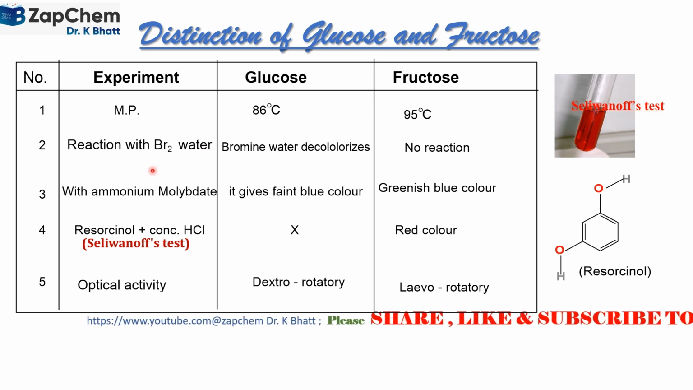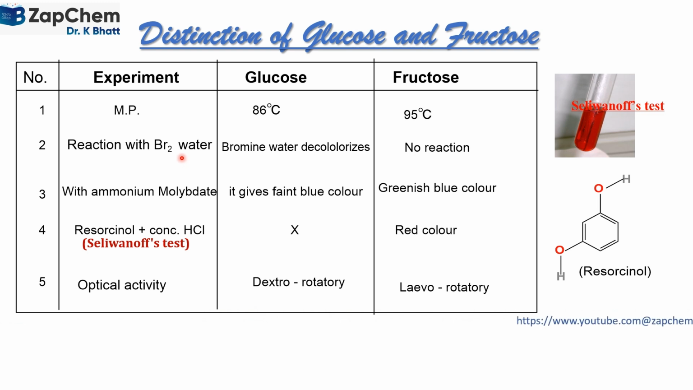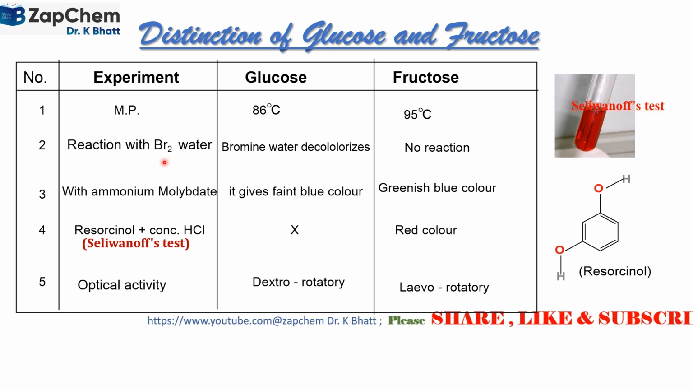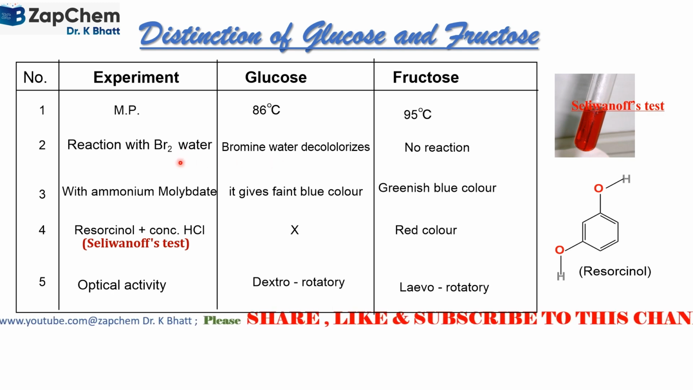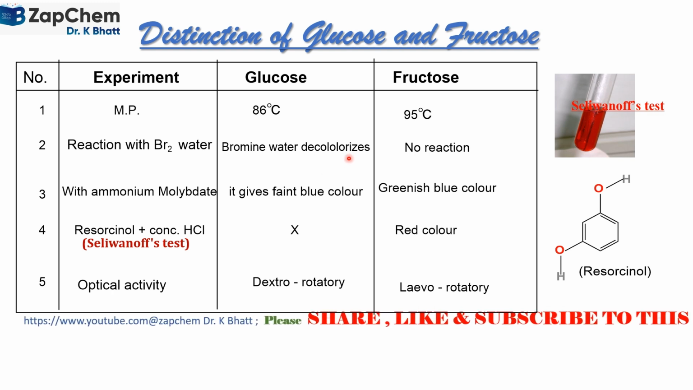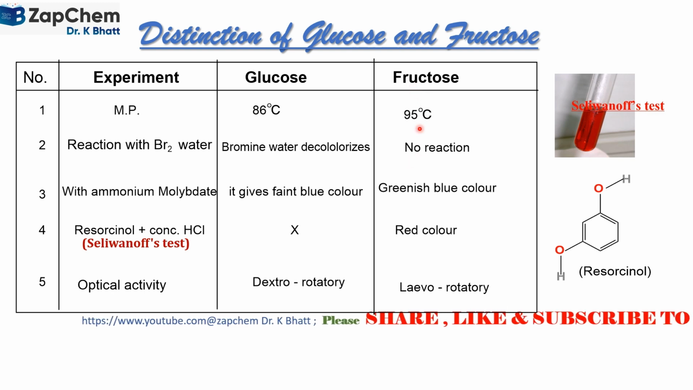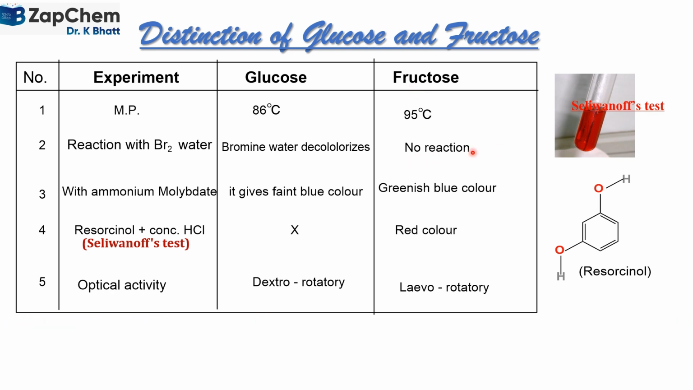One of the important tests is reaction with bromine water. A saturated solution of bromine in water is known as bromine water. Now, when you add bromine water to glucose and shake it, the bromine water decolorizes. It means there is some reaction, and it is mainly an oxidation reaction. In case of fructose, which is a ketose, of course, no reaction takes place.